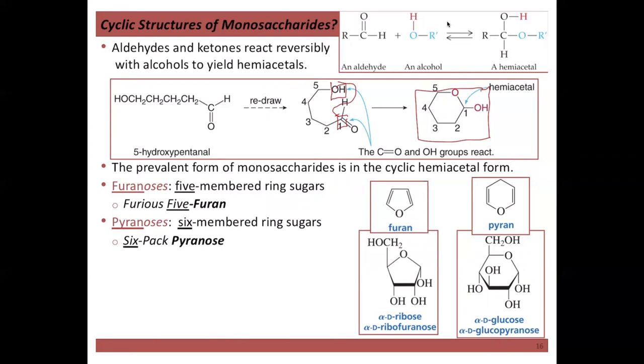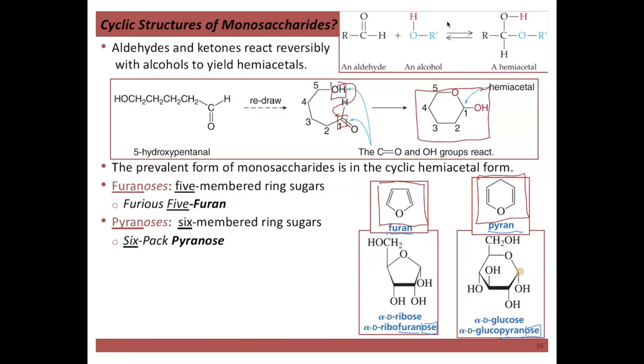And when these fold up into rings, they can fold up into a 5-membered ring or a 6-membered ring. Now, they don't have double bonds in them, but the names that we use are based off of these 5- and 6-membered rings known as furan and pyran. So if you fold up into a 5-membered ring, you're referred to as a furan, and then ose because you're a sugar. So a 5-membered ring is a furan. And if you fold up into a 6-membered ring, you are a pyranose. Again, ose for sugar.